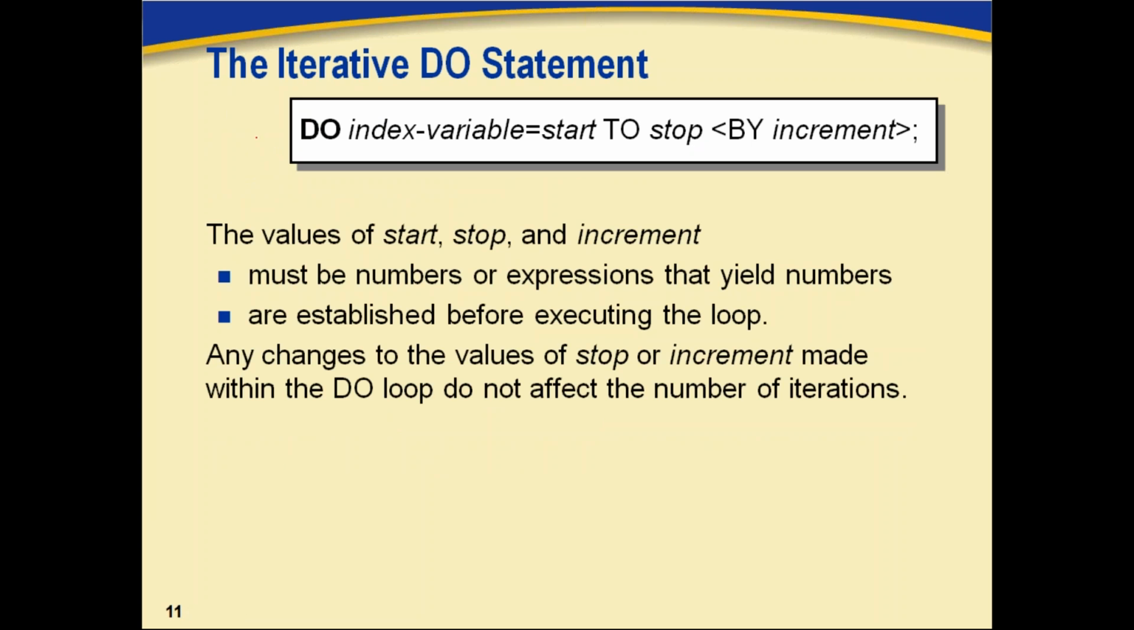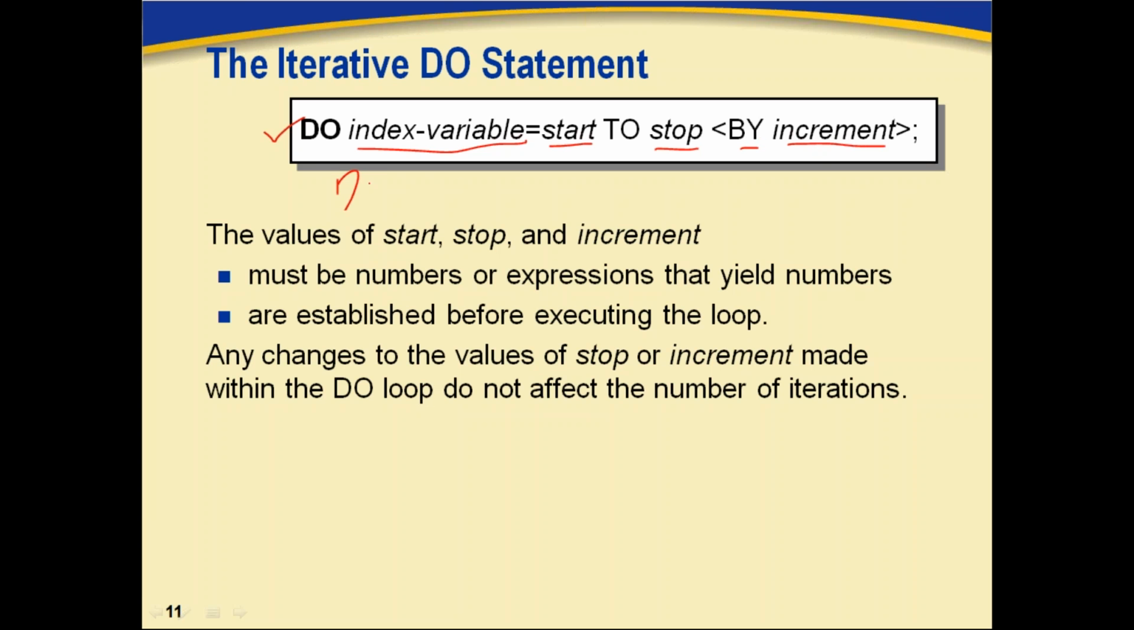So this is the general syntax. Whatever variable you create in the do statement is called the index variable, or you can also call it a loop variable. You will start with some specific value and stop at some specific value, and you can give either an increment or decrement value. So this is the syntax.